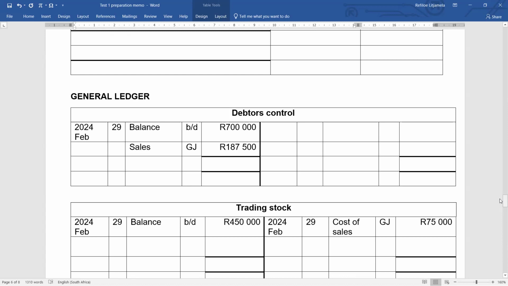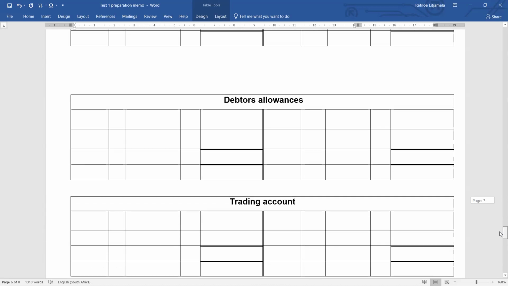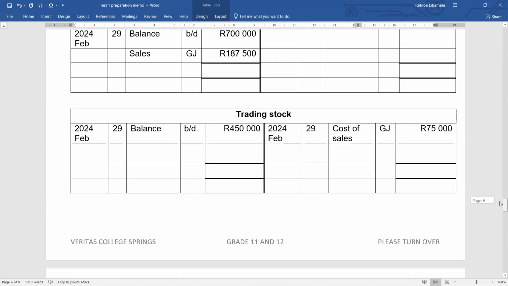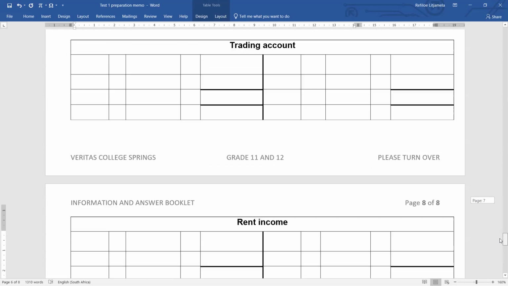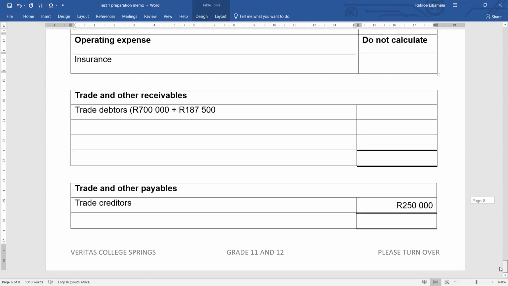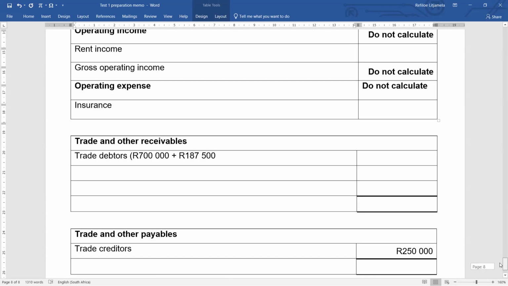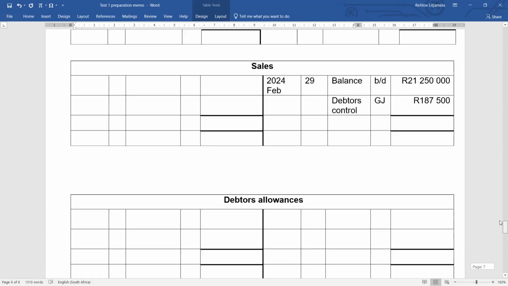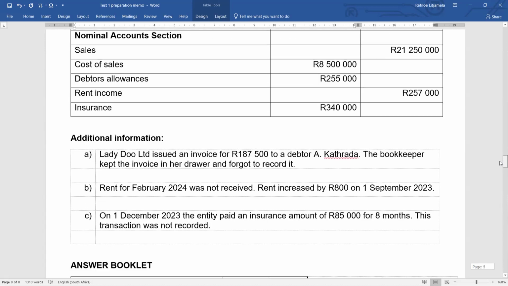No, trading account is there. Isn't trading account there? It is there. So it's not for trading account. We'll get to it. Okay, I've done trading stock now. We haven't done the rest, so we are done in essence. With that 75,000, I'm done with the first one.